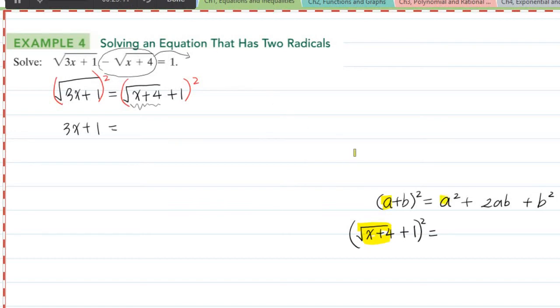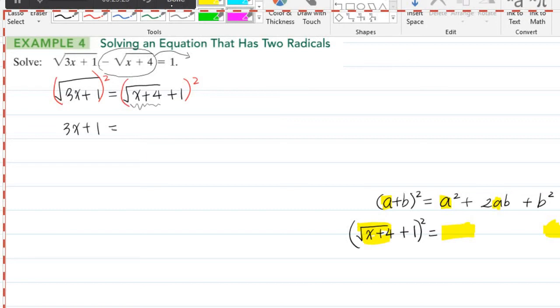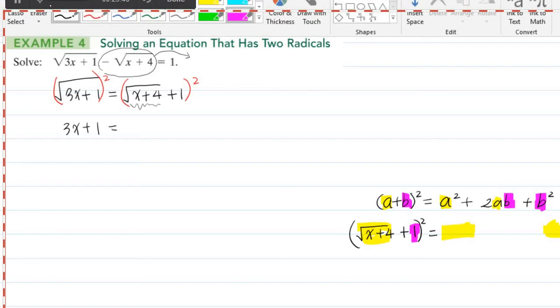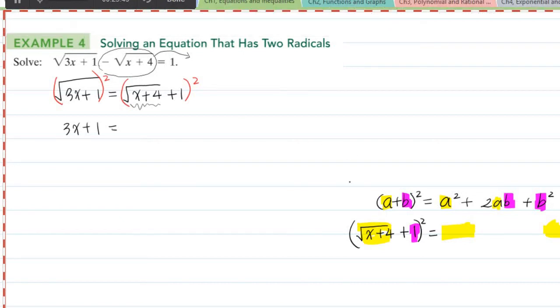Let's make all the a's the same color. So I know this part is going to be my a, and this part is my a. Then let's make b. Let's use a pink. So that's our b, and we know b right here is 1. So part of this one is a b, and here's a b. Okay, so let's go ahead and plug it in.